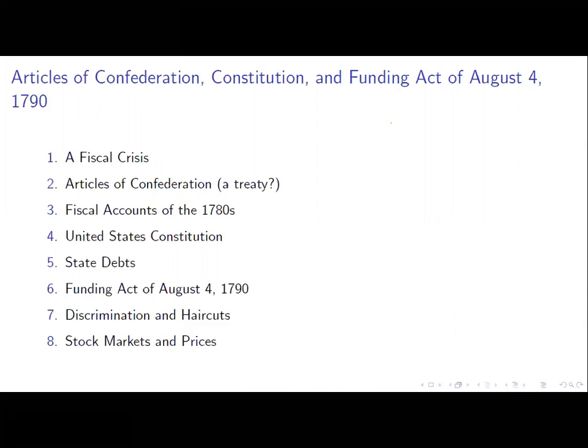So in this part of the lecture, the second lecture, what we're going to do is talk about the aftermath of the American Revolution. So the war ends. We're deep in debt. There's a fiscal crisis, and it's really a case study of how to resolve a fiscal crisis. And it actually even literally is a case study. There's a Harvard Business School case on the resolution of the debts after the American Revolution.